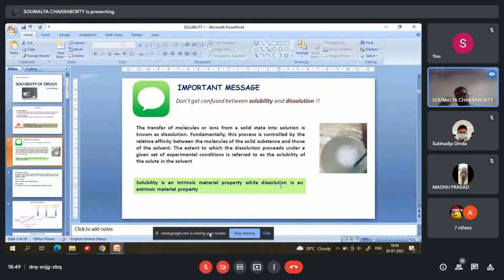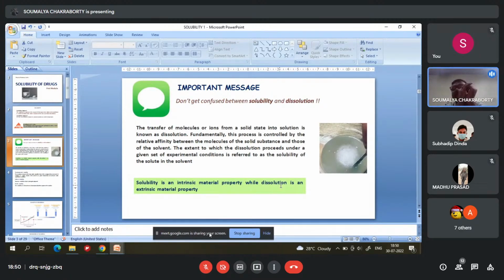Okay, it's a surface dependent phenomenon, it's a kinetic phenomenon. Solubility is a thermodynamic phenomenon. So the extent of dissolution is basically solubility. What is the meaning of that? The transfer of molecules or ions from a solid state into solution is known as dissolution, the rate of transfer. Fundamentally, the process is controlled by a relative affinity between the molecules of the solid substance and those of the solvent.